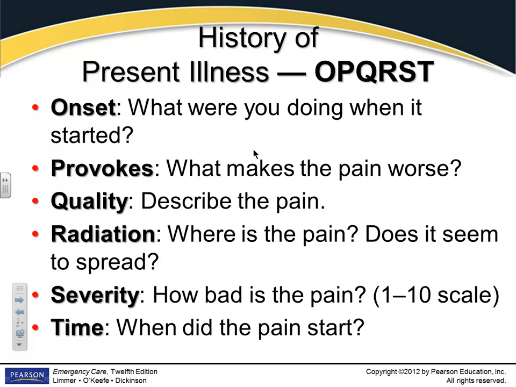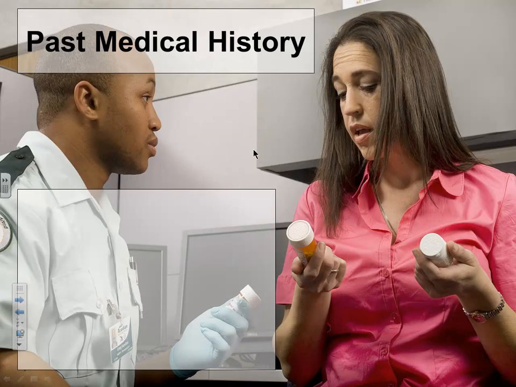When you're asking a patient, you're going to pretty much get all of these when you're getting a medical history on a patient. But there'll be others that you'll fill in. When you ask about provokes, what makes the pain worse, you may even ask them, have you done anything to make it feel better? Have you taken anything? So there'll be other questions that you'll tuck in there, but these are the main ones, OPQRST. All right, past medical history.